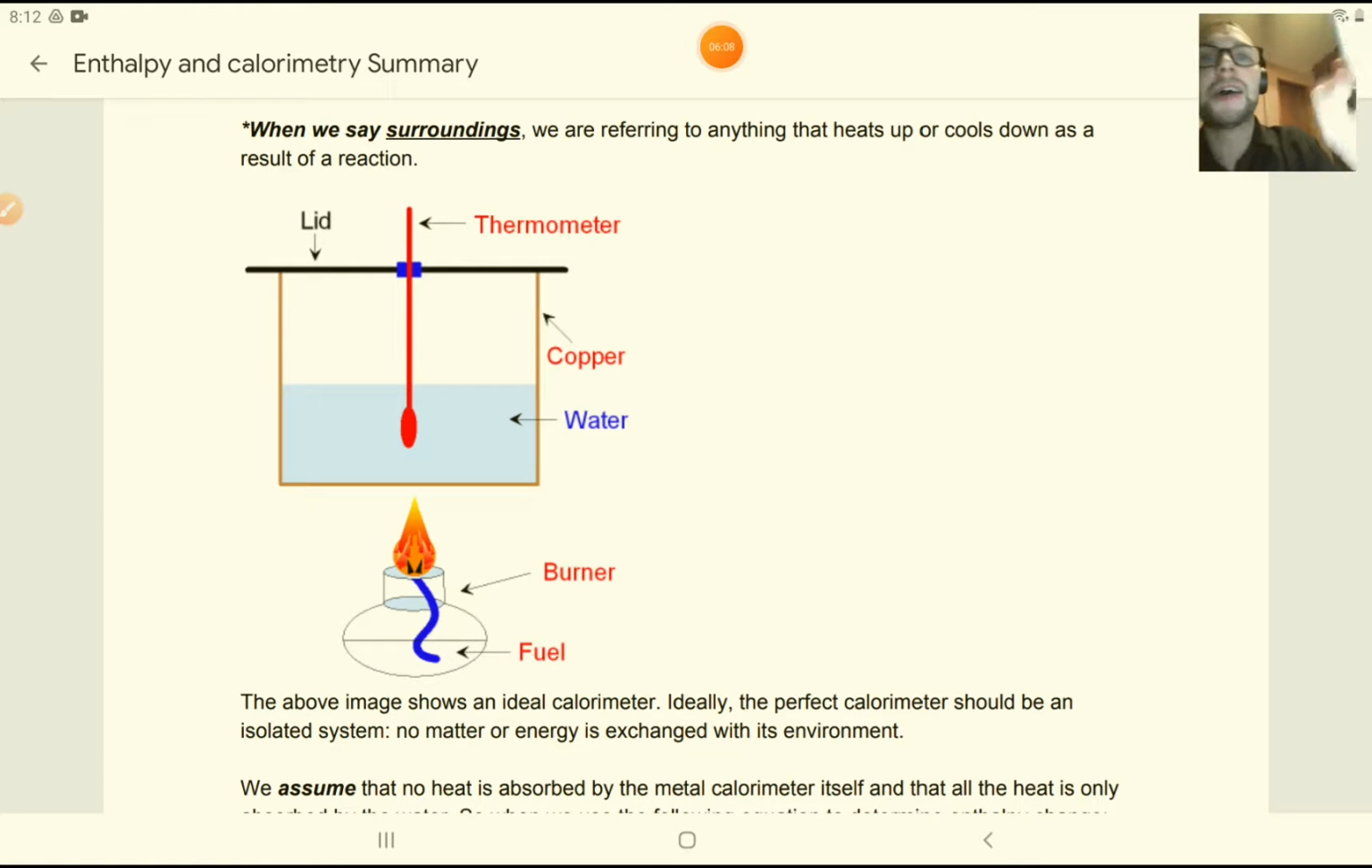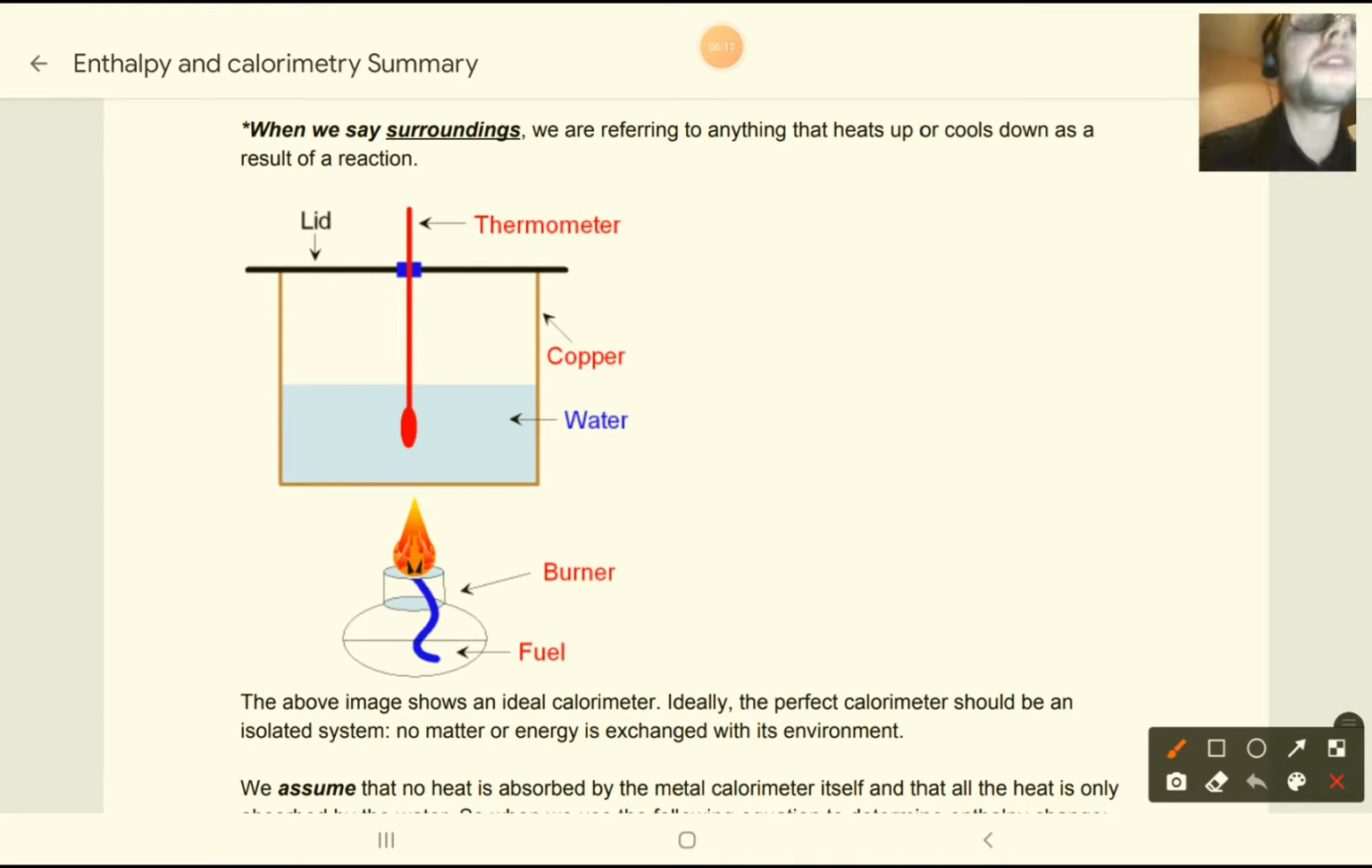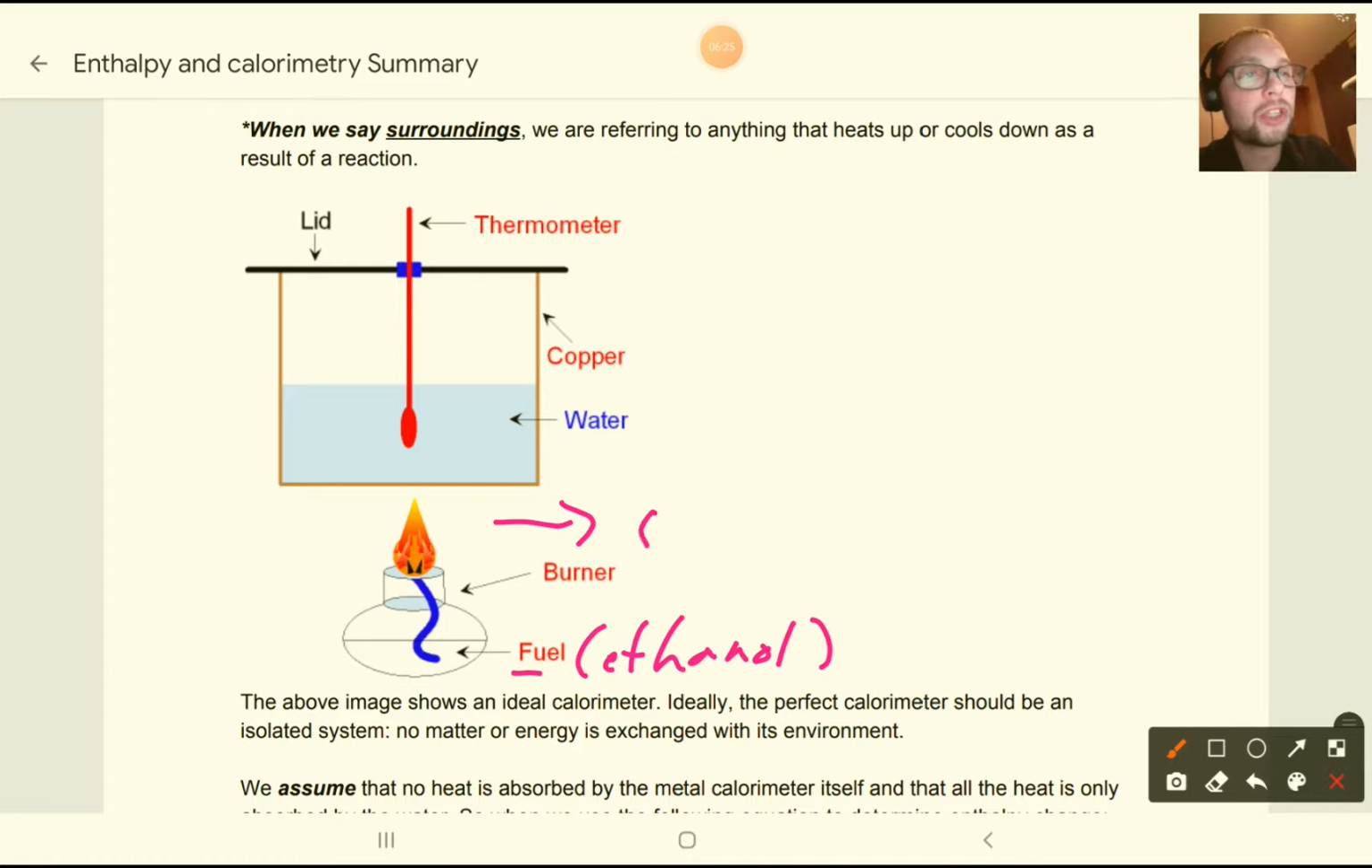And so this is how your typical calorimeter, at least not a very expensive one, would actually work. You'd have a fuel, it could be ethanol, it probably is. Let's say they're doing a combustion reaction. So this whole thing here is a combustion reaction. Now remember, a reaction is a system.